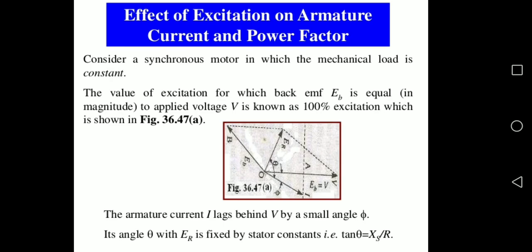The armature current IA lags behind V by a small angle phi. The angle theta with ER is fixed by the machine constants, that is, tan theta equal to XS by R.